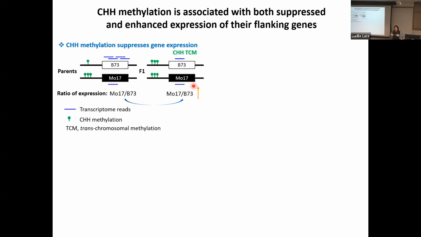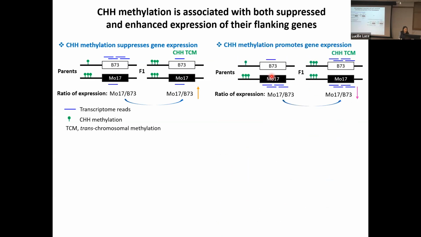It's hard for us to directly compare the expression level, mainly because in the F1 hybrids, the two sets of chromosomes are together. We can only use SNP-containing reads to distinguish the expression values. So that's why we use a ratio here. The other model is if CHH methylation promotes gene expression, we may find that this ratio decreased. Based on these two models, we tried to find any gene matching the first model or any gene matching the second model.